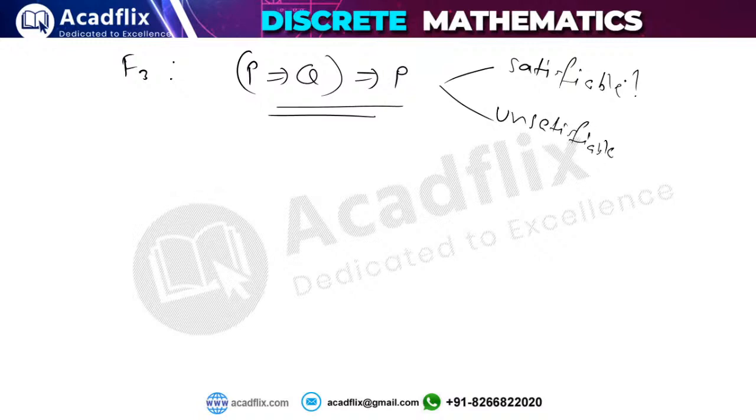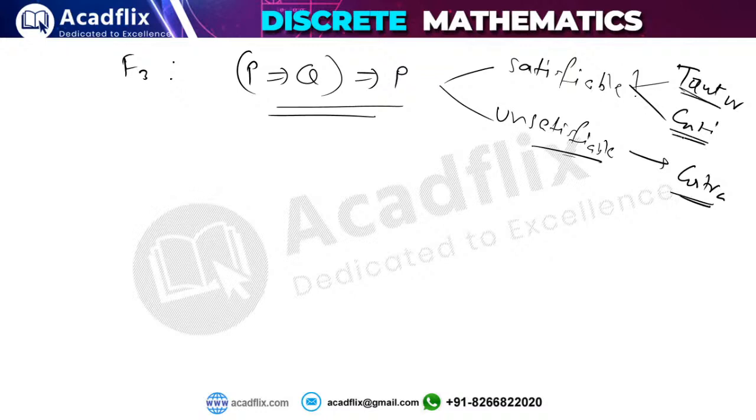I told you satisfiable means tautology or contingency, and I told you unsatisfiable means contradiction. Contradiction means always false. Tautology means always true. Contingency means sometimes true, sometimes false. For this F3, you tell me what this F3 is. Try this question.